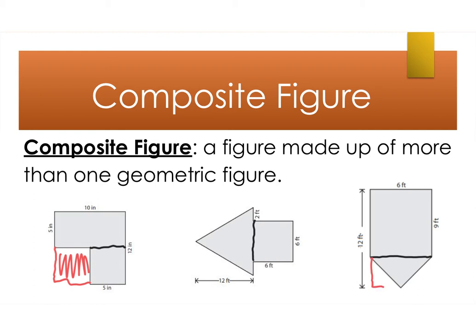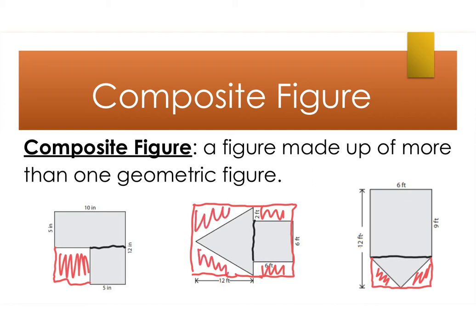We could also do that with the one on the right easily, and we could just subtract out these two triangles. The one in the middle would be a little bit more difficult, but we could make a big rectangle and subtract out all the red areas, which would leave you with the gray area of the shape.